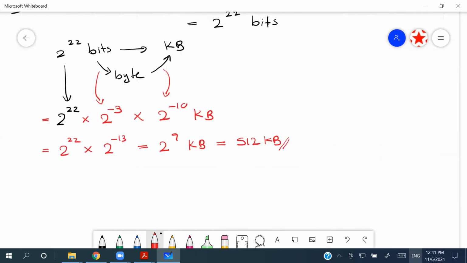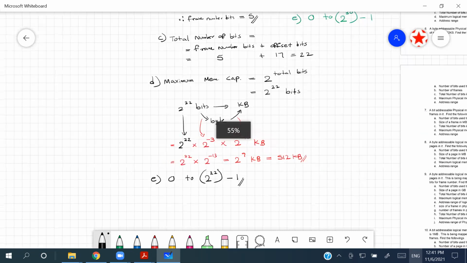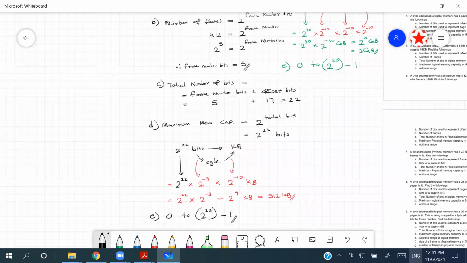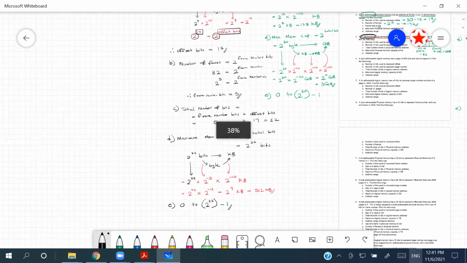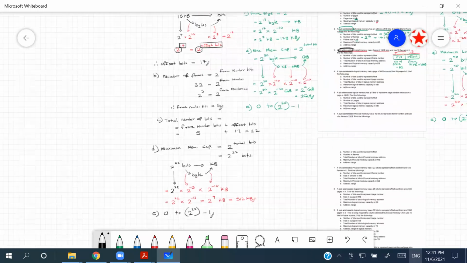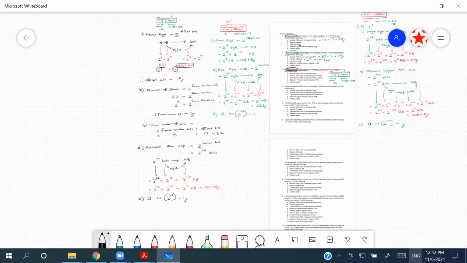And the address range, as the very last question, is going to be 0 to 2 to the power 22 minus 1, because the address has 22 bits altogether. Simple as that. Okay, so that's the answer for the third question, right?